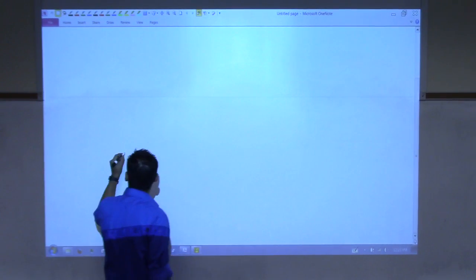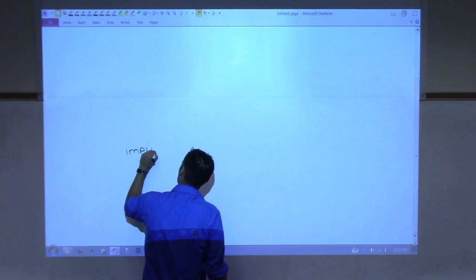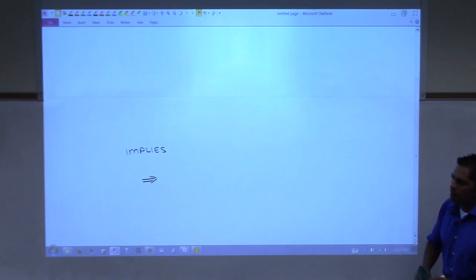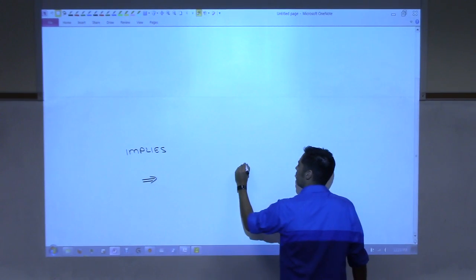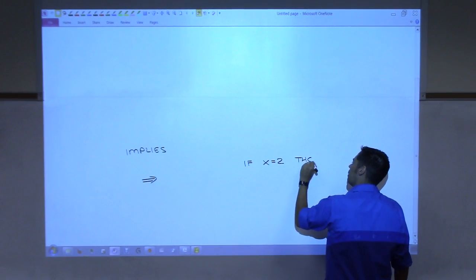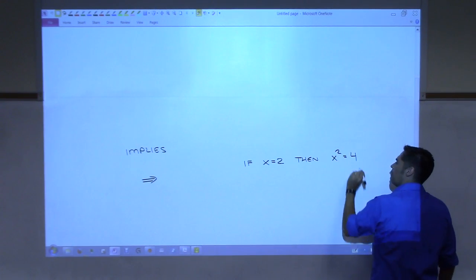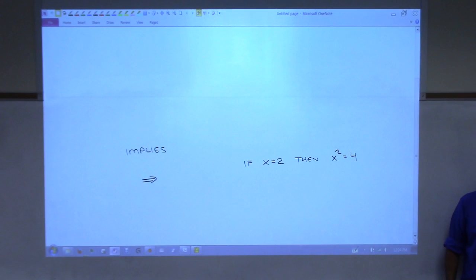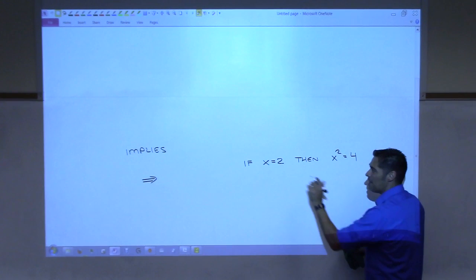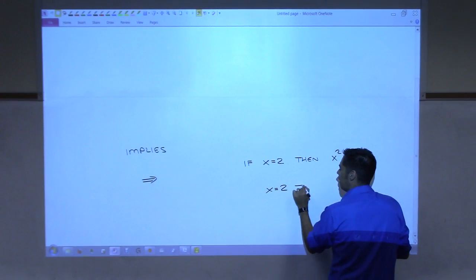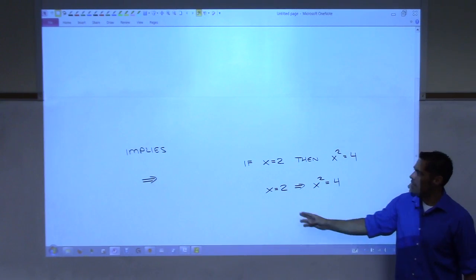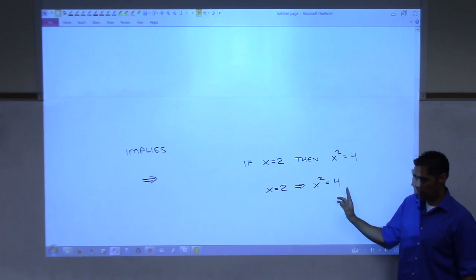Look at this word implies that you see in math. Sometimes you'll see it as a double arrow like this. Let me explain what this double arrow means. Let's say I write this: if x equals 2, then x squared equals 4. Do you agree with this statement? Yes. If x is 2, then when you square it, you get 4. So I could write x equals 2 implies that x squared is 4. That's proper mathematical notation. If this is true, then this is true.